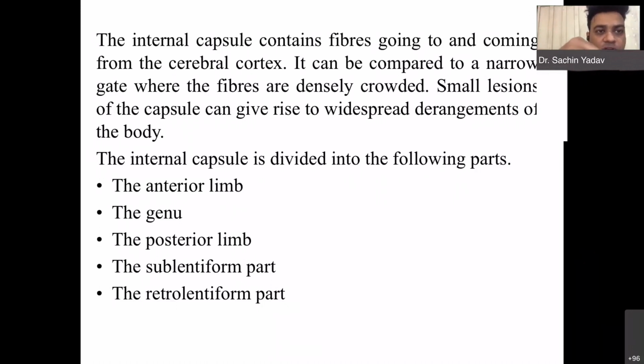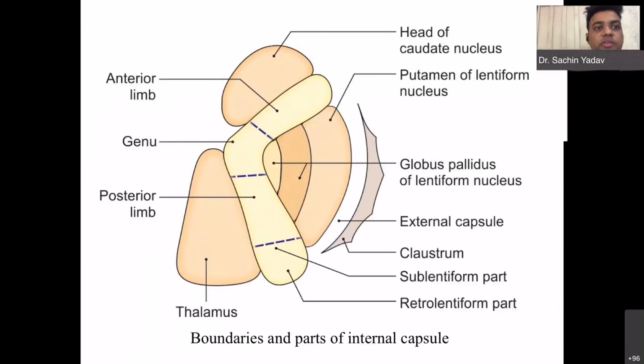The internal capsule is again divided. If we see in the horizontal section, the V shape has the anterior limb, the posterior limb, and the bending in the middle, the point of the V, that is the genu. And below that, the sublentiform part, and posterior to the posterior limb there is also the retrolentiform part of the internal capsule. You can see the V shape here: anterior limb, posterior limb, and in the middle the genu. Genu means bending. So this is the internal capsule.